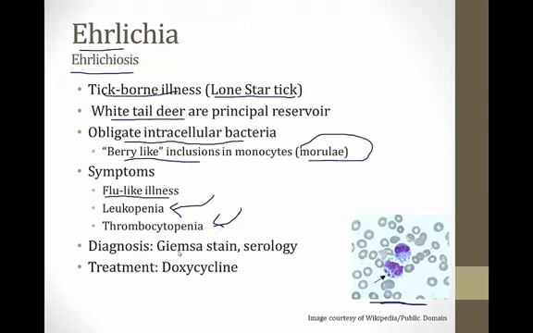To visualize it, you need to use the Giemsa stain because it's intracellular. Remember, the Giemsa stain is used for lots of intracellular organisms like chlamydia and malaria and others. You can also diagnose it with antibody tests, that's serology. And the treatment is doxycycline, just like most of these zoonotic infections.